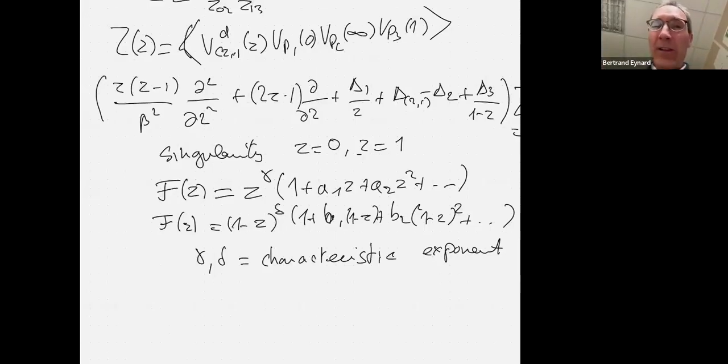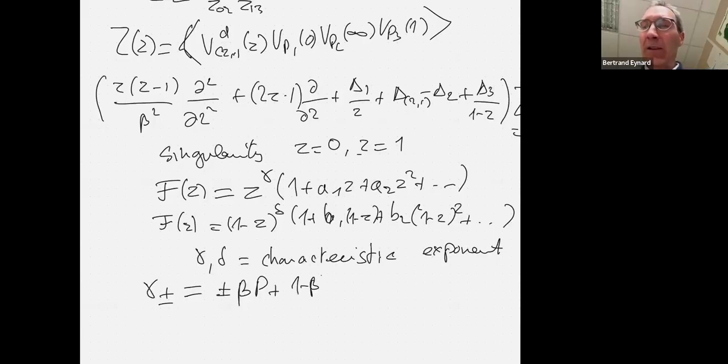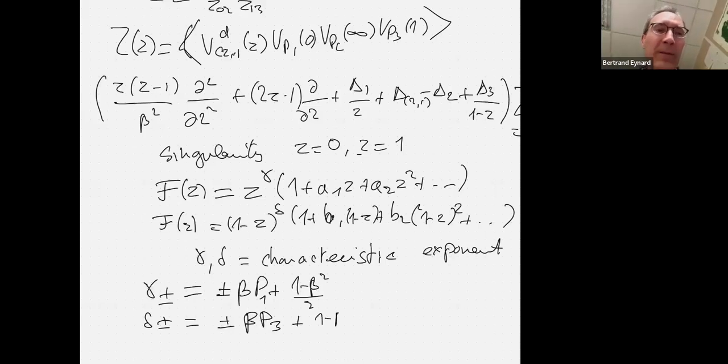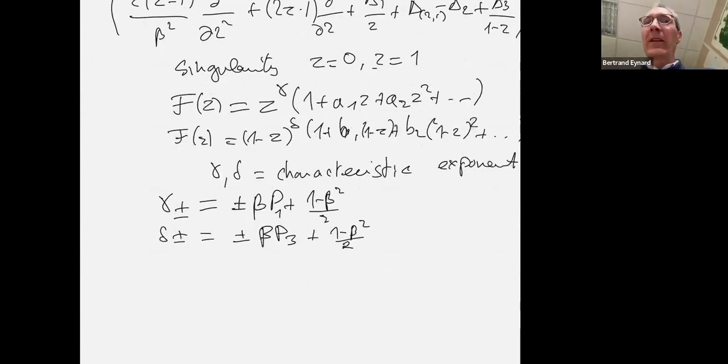So what are these exponents? Well, if you do the calculation, that's another calculation you could do, you will find plus or minus beta P1 plus (1 minus beta squared) over 2. So these are the characteristic exponents near z equals 0. It's P1 here. And the characteristic exponents near z equals 1 are plus or minus beta P3 plus (1 minus beta squared) over 2. And then you have solutions corresponding to these characteristic exponents.